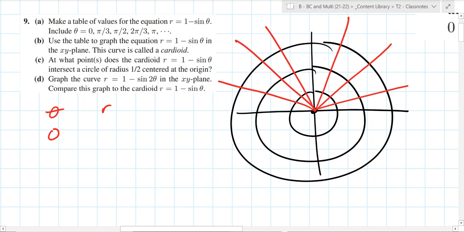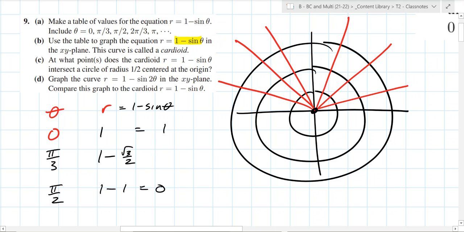So when you plug in 0, it's 1 minus this right here. Let's go to highlighter here. What's sine of 0? 0. So it's going to be 1. So r equals 1 minus sine theta. Then you have what? Pi over 3. So it's going to be 1 minus, what's sine of pi over 3? Root 3 over 2. And then pi over 2? What's sine of pi over 2? 1. So it's 1 minus 1. So this is 1. This is going to be 0.